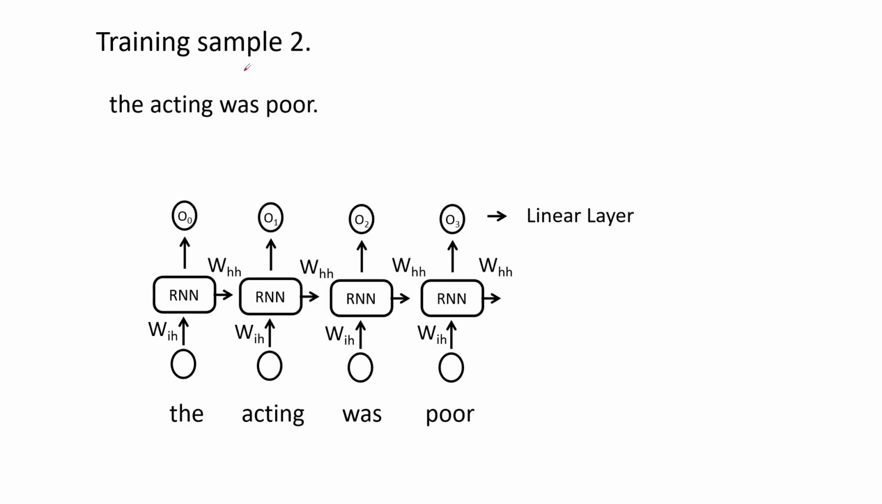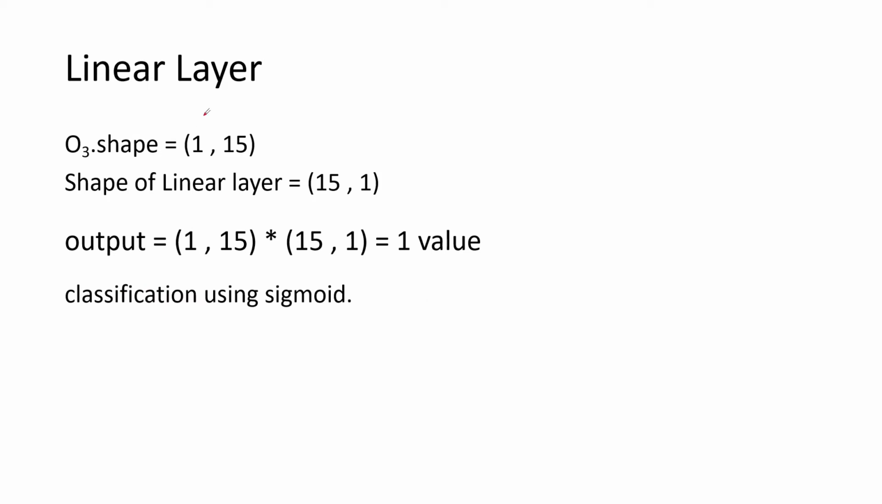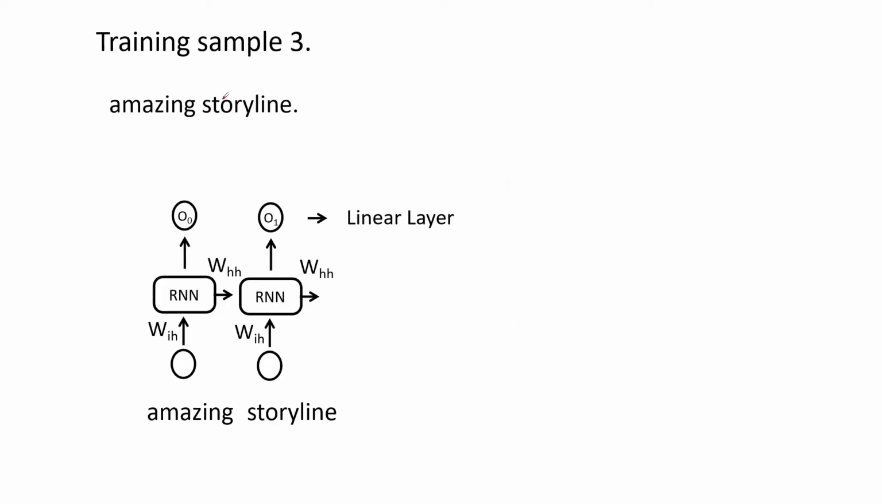Again, training this second example, the same thing. The first word will be multiplied by Wih, then zeros will come multiplied by Whh, and we'll take the tanh. Then again the same thing will happen here, here, here, and finally again the linear layer. Again the same process will happen for this also, and lastly you'll get 1 value, and you'll be using sigmoid for classification. For the third one also, you just have 2 words.